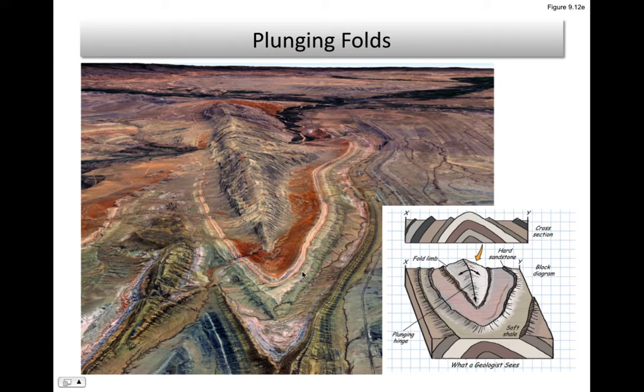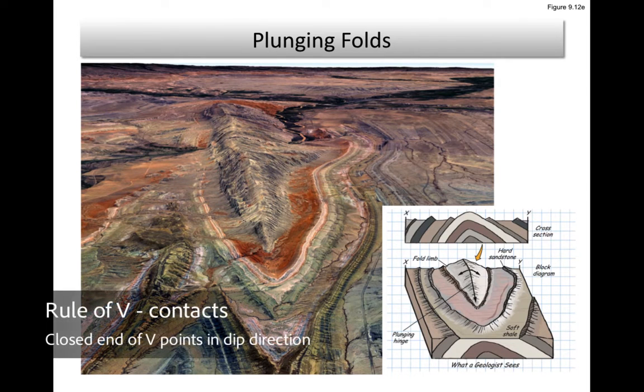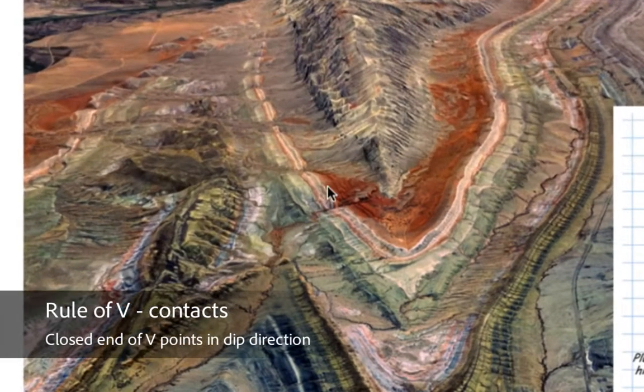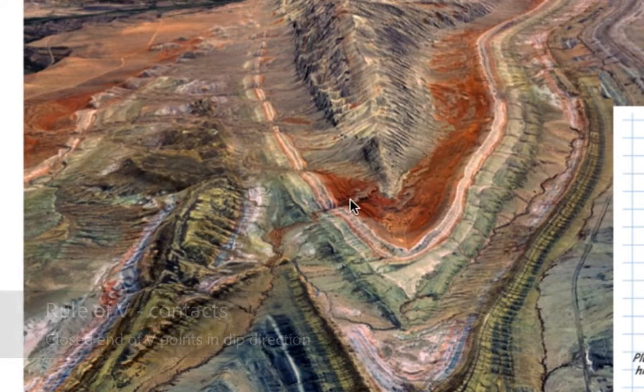And later on, I'm going to talk about this rule called the rule of V for geologic contacts. And you'll see that there's these V's that form right here. The V's that form at geologic contacts always point in the direction of dip. So here's another V right here, which means that on this side, because the V's are pointing off toward the left here, I know that these strata are dipping off toward the left.